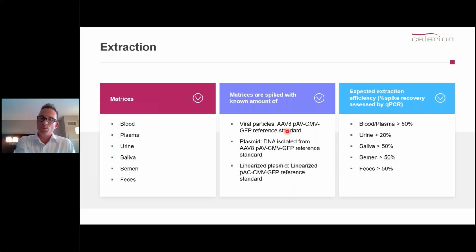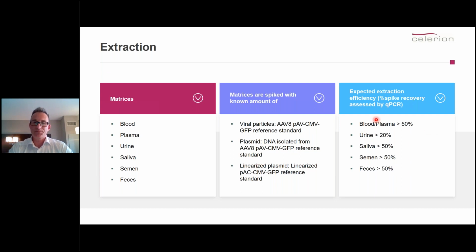So again, this is what needs to be spiked in; it will inform you about what the extraction recovery is actually like. At the same time, it's also good to spike in plasmid and linearized plasmid to see what the differences are, and whether you can generate the same results overall between viral particle, plasmid, and linearized plasmid, to work out if the results make sense.